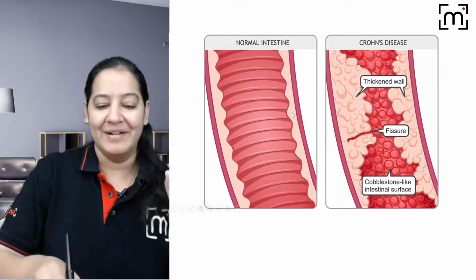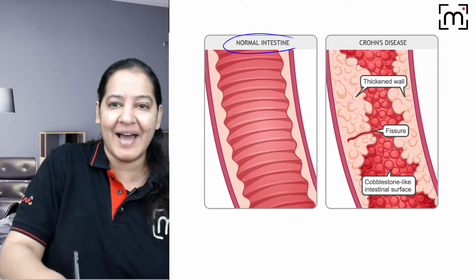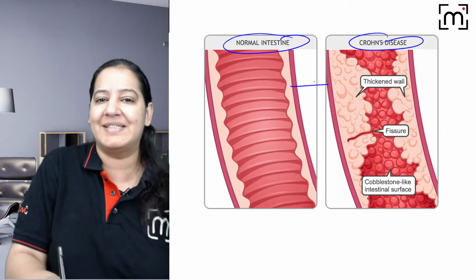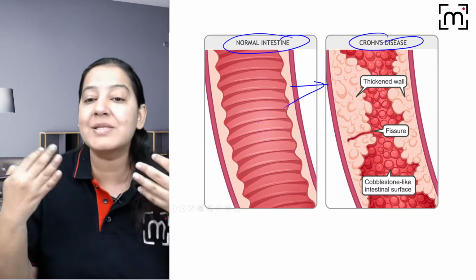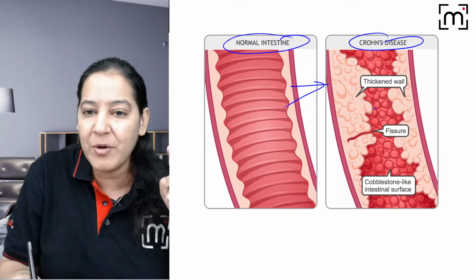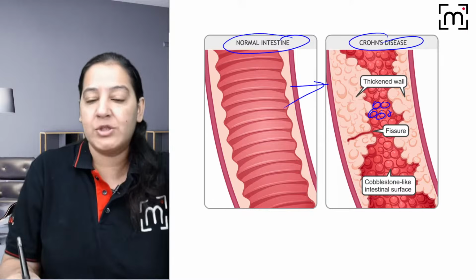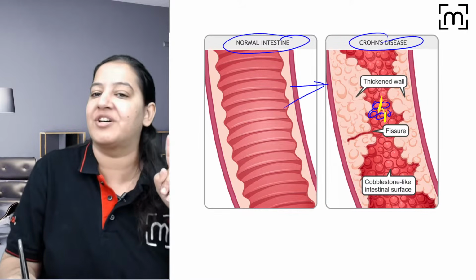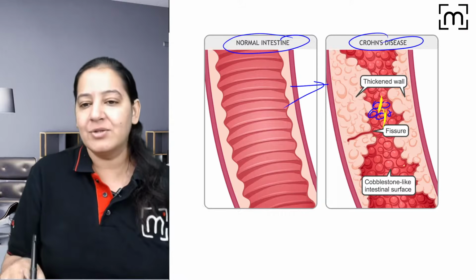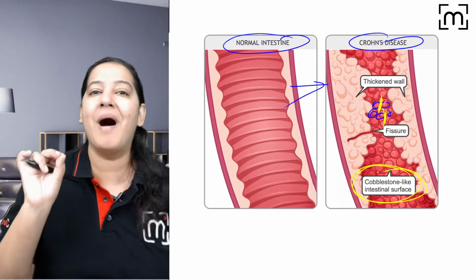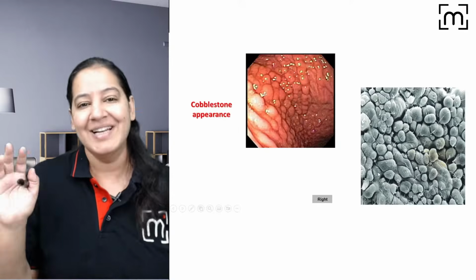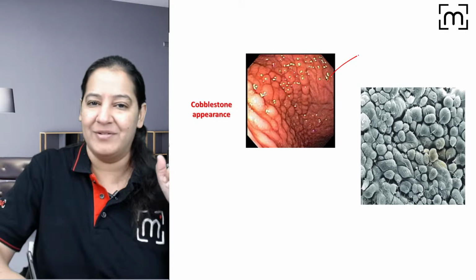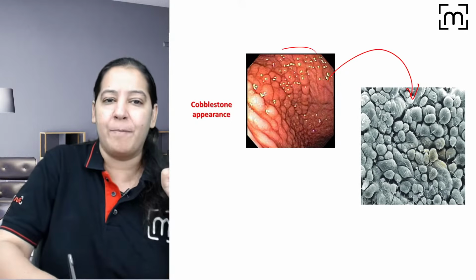You can compare the normal intestine with the Crohn's disease intestine. See the change. See the cobblestone appearance. See the uninvolved mucosa, how it swelled up. And between the two swellings, there is a deep fissure, the deep fissure or the ulcer. So this typical appearance is known as cobblestone appearance, right? See again the same diagram I have drawn. This is cobblestone. This is the endoscopic appearance.